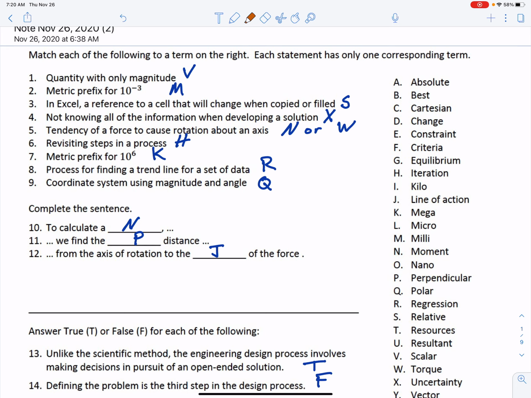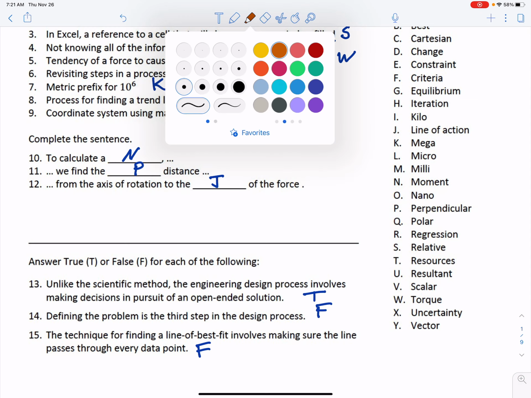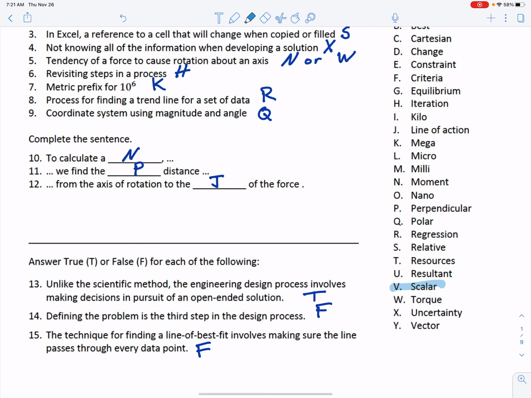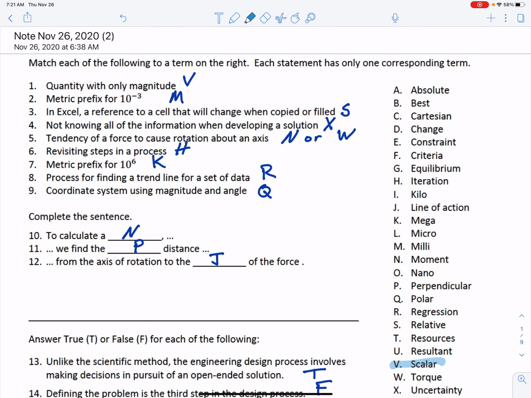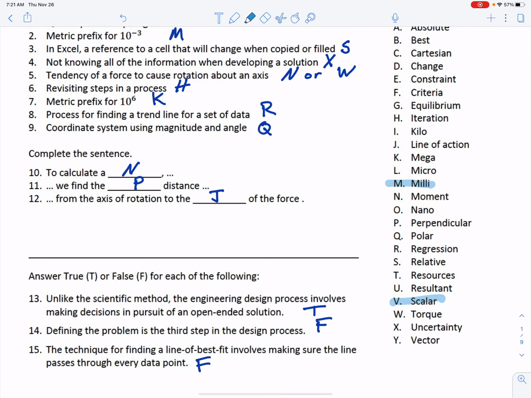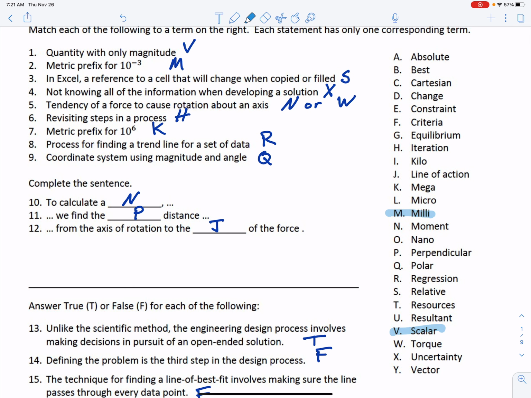You check the list and you see item V is scalar. Okay, so that's the answer on this one. I think that one's pretty self-explanatory. Same thing with number 2. The metric prefix for 10 to the minus third, you look that up and you see milli. All right, so I'm expecting you to memorize, or at least have on a sheet. Memorizing would be better because you're training to be an engineer, but you need to know all the prefixes.